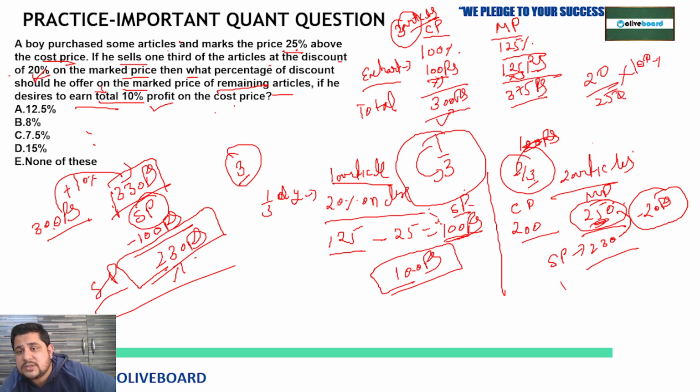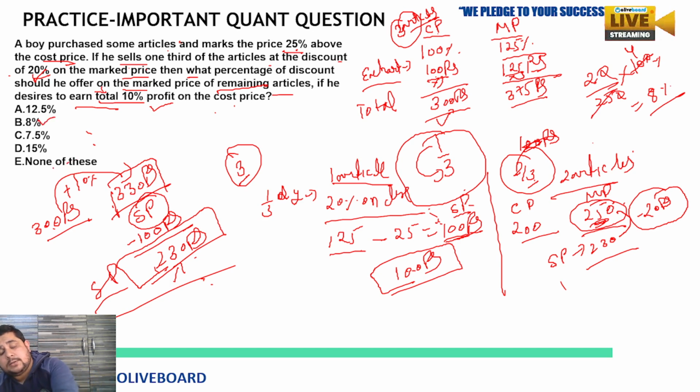So 20 upon 250, multiply 100, right? So now 0 and 0 cancel. Now by 25 you can cancel this 100, 4 times 4 into 2, 8%. Fine. How much? 8%. So I hope you are getting it. Option B will be the correct answer.